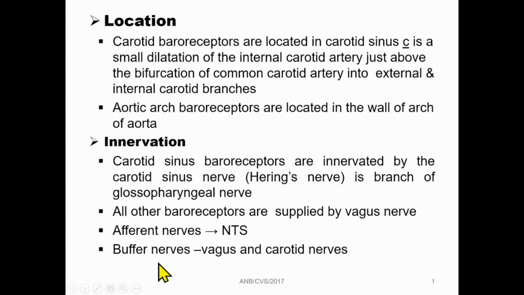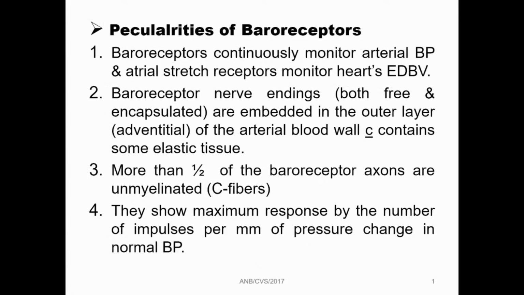Now these are also called the vagus and the carotid nerves. They are also called buffer nerves. Buffer means what? They try to compensate. They try to keep the balance against the variation in the blood pressure which is occurring in the body, or at this stage we will say in the heart.